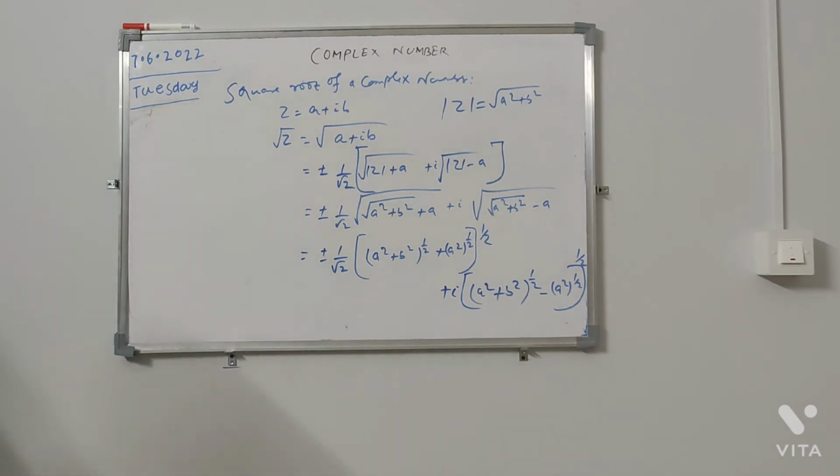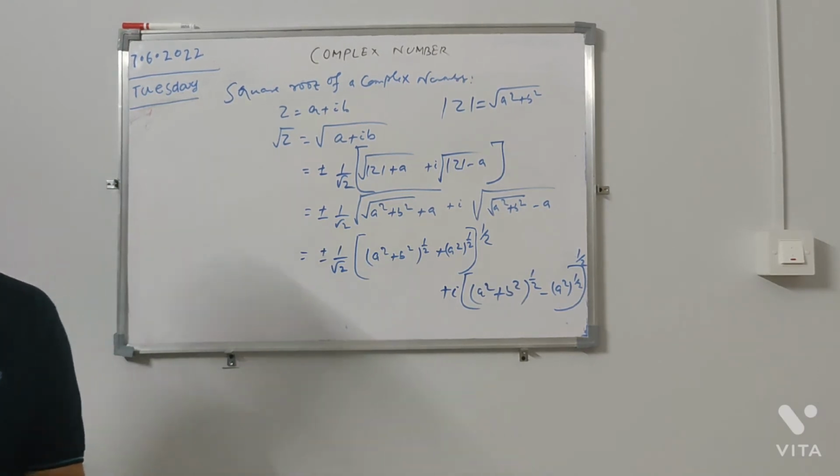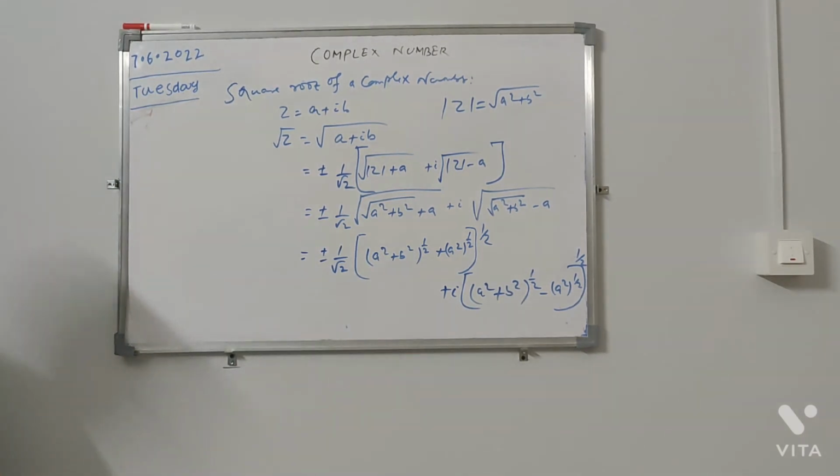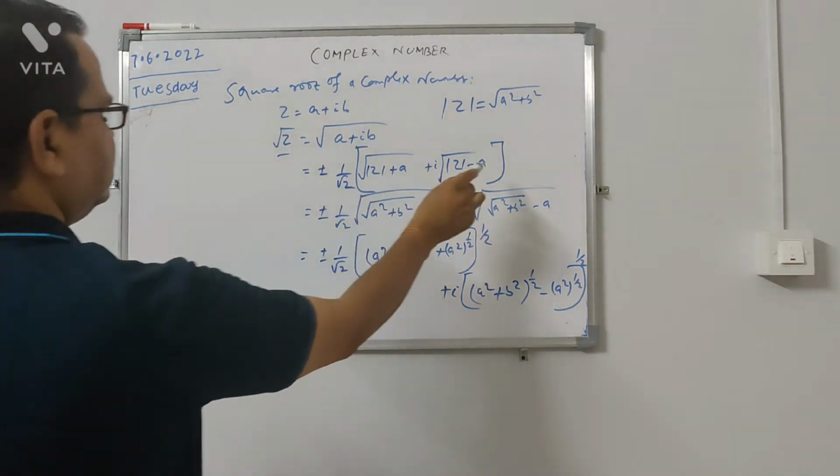I think we can do this detailed derivation by referring to your NCERT book. Just at this stage, remember that the square root of z is equal to the square root of a plus ib, which is equal to 1 by square root 2 times a certain expression. That anyway you are replacing by a plus ib. Just the next step is this actually.